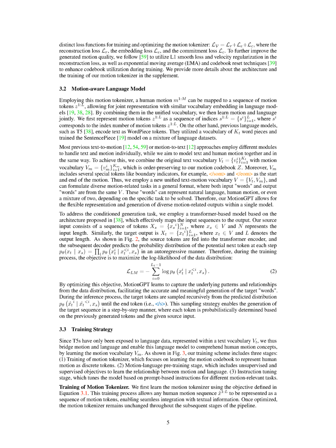Section Summary. The motion-aware language model maps human motion to motion tokens and combines them with text word piece tokens to learn motion and language jointly. The unified text motion vocabulary allows for the flexible representation and generation of diverse motion-related outputs within a single model. The transformer-based model predicts the probability distribution of the potential next token at each step in an autoregressive manner, enabling the generation of the target sequence in a step-by-step manner.